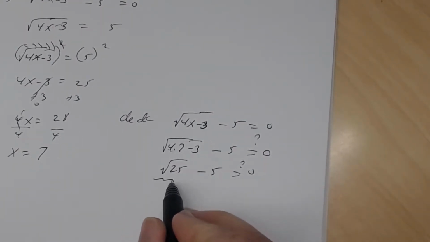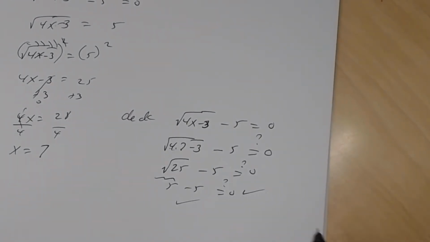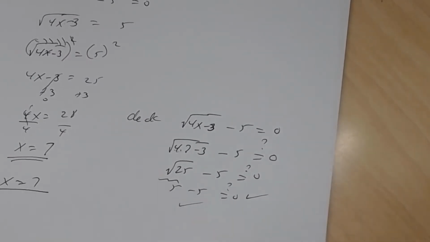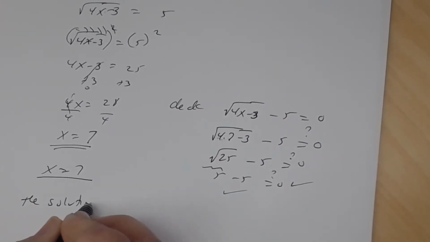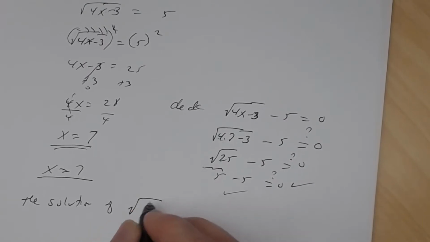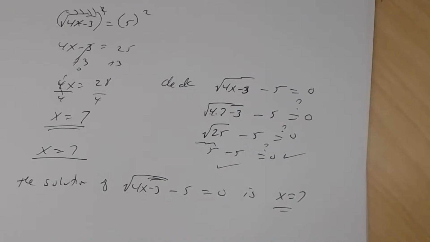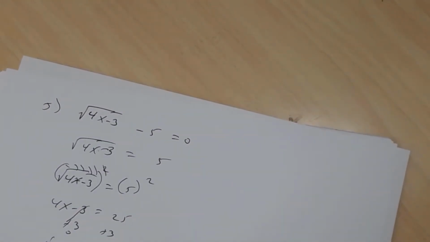Well, the square root of 25 is 5. And 5 subtract 5 is 0. So that is true. So this is a solution. So in the blank, you would say x equals 7. In other words, the solution of the square root of 4x minus 3 minus 5 equals 0 is x equals 7. So remember, you've got to get the radical by itself, and everything else is just like we've been doing. Okay. Number 6.